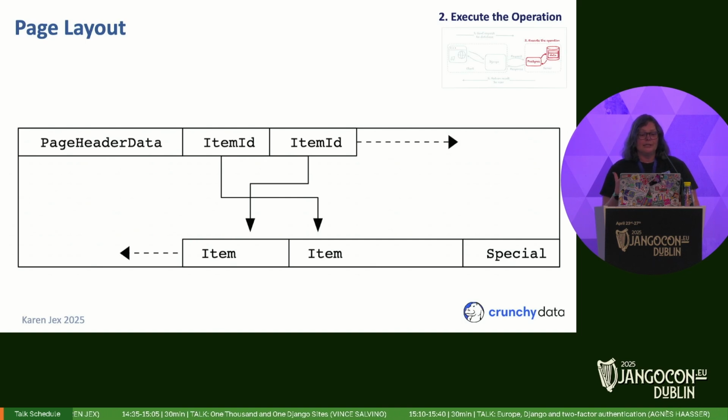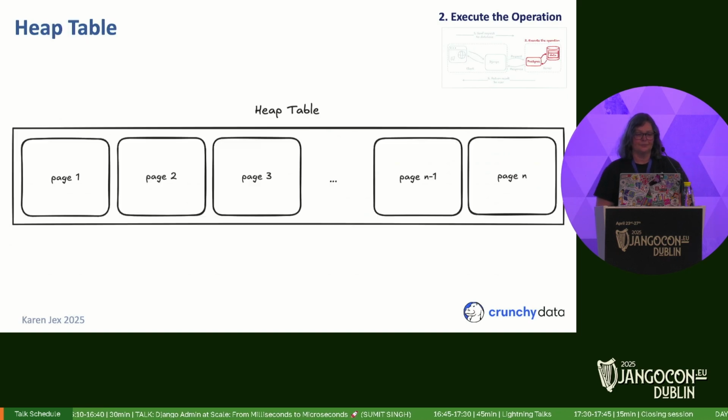This is a simple representation of the layout of one of those pages. So the data fills in the free space from the end of the page towards the beginning, and then you've got row IDs that are pointers towards that data that fill in the space from the beginning of the page towards the end. The default table type in Postgres is a heap table, so it's an array of data pages where your rows aren't stored in any particular order.